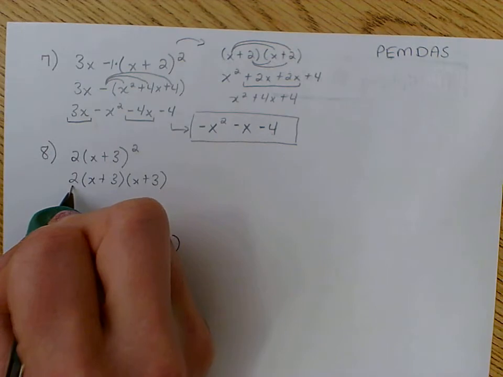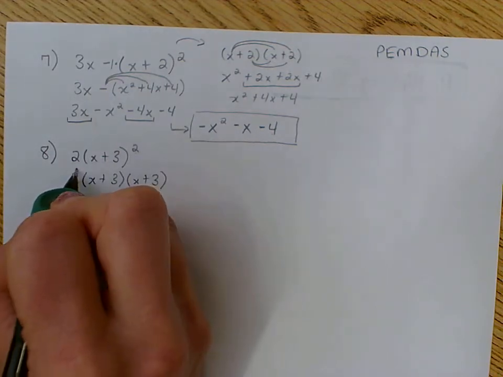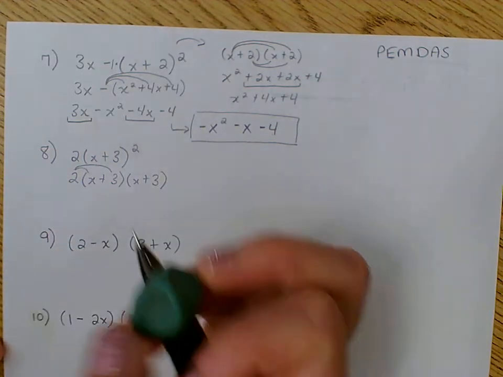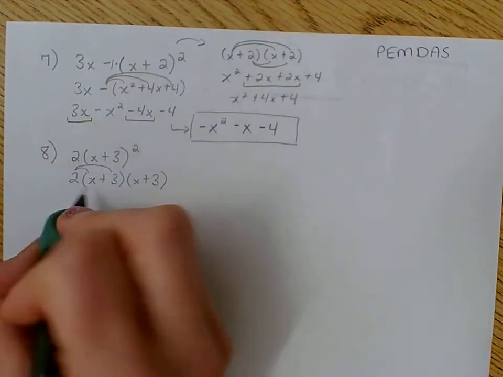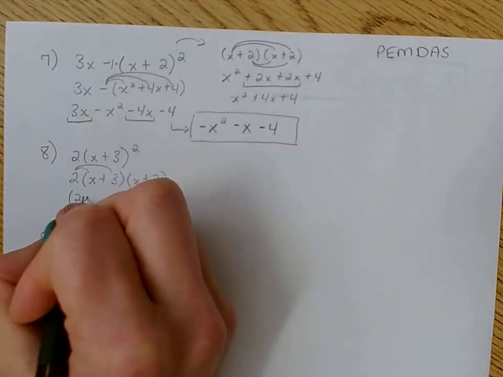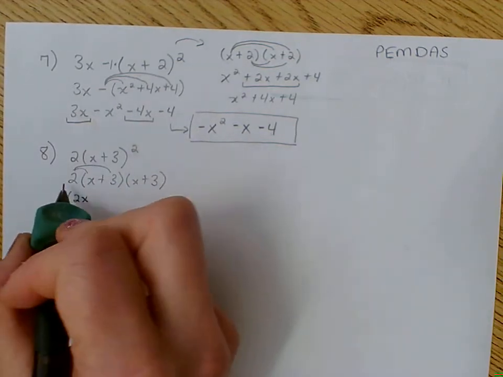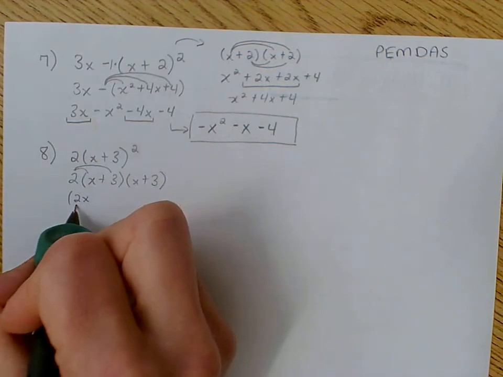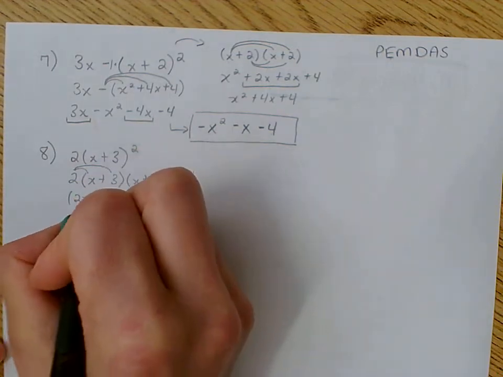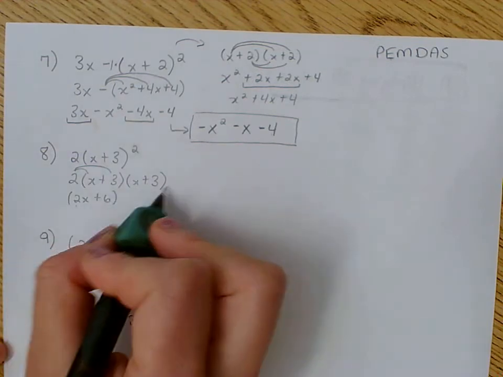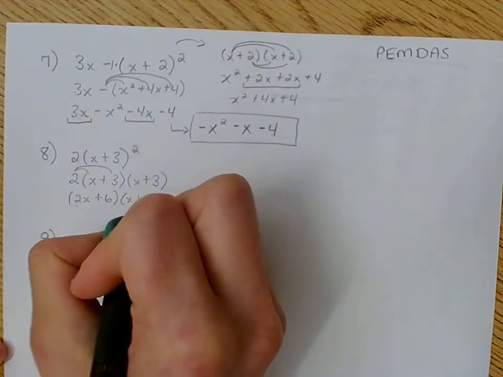Since I see the 2 first, I'm going to go ahead and distribute my 2. So when I distribute it, I'm only going to distribute it to what it's beside. So it's going to be 2 times x. And I have to actually leave it in parentheses because I'm going to have to take that times the x plus 3 in a minute. So it'd be 2 times x, which is 2x. And then 2 times 3, which is 6. And so that's what I got when I distributed my 2. And then that x plus 3 is going to come down.